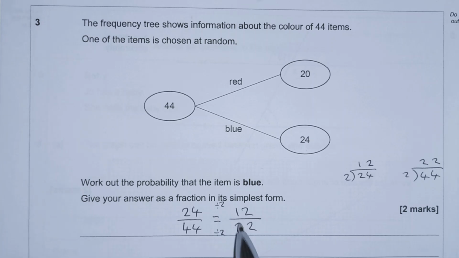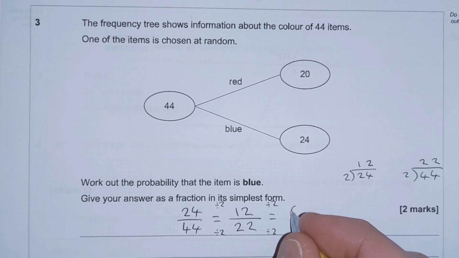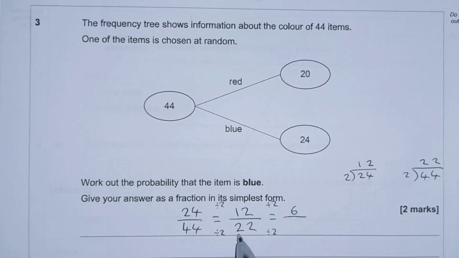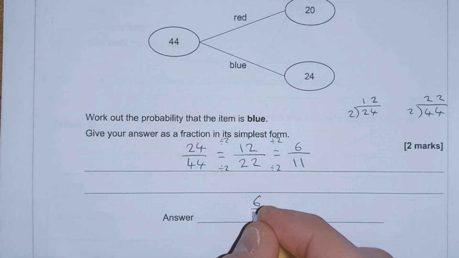Well, they're still even numbers, so 2 can go into them again. So let's divide them both by 2 again. 12 divided by 2, well, divided by 2 it's half. So half of 12 is 6. And half of 22, you could do it using the bus stop method, but I know that half of 22 is 11. And that's as far as I'm going to be able to go with that one. 6/11.